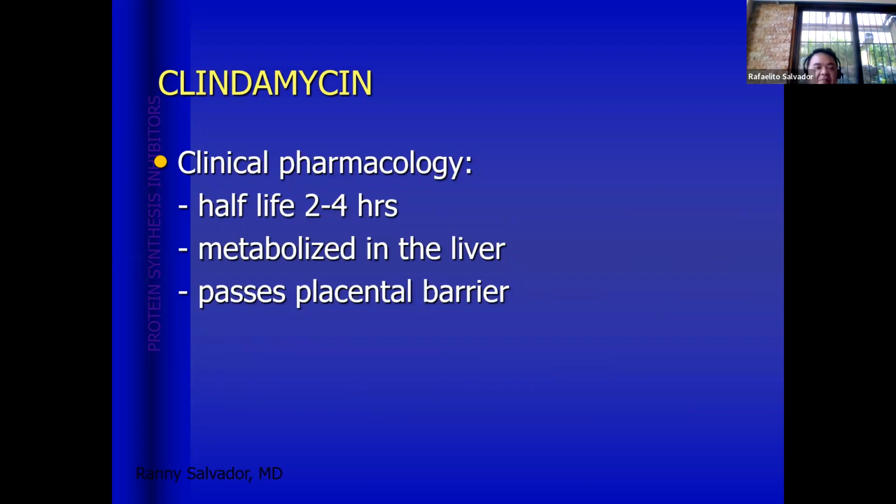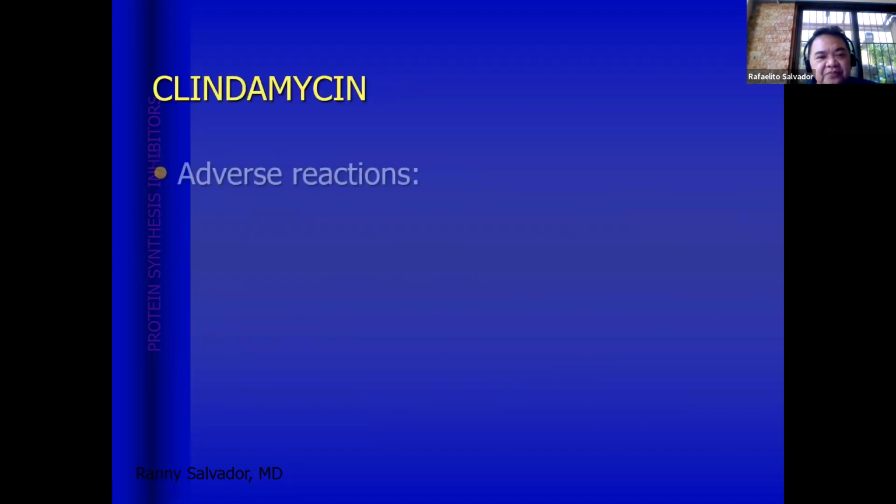The half-life problem is that you give clindamycin every 6 hours. If you give it 3 times a day, sometimes it is not as effective. The half-life is 2 to 4 hours, it is metabolized in the liver and passes the placental barrier. So if pregnant, be careful.